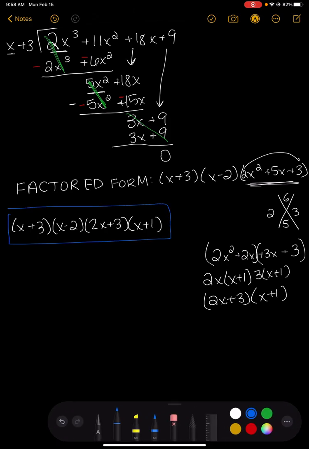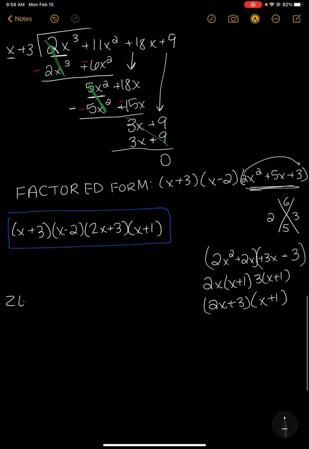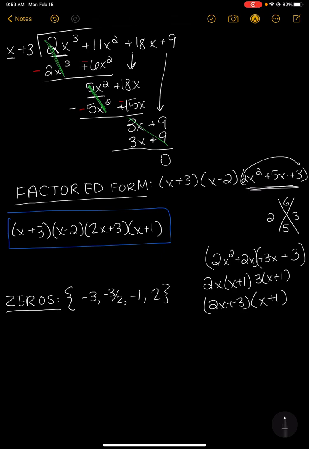All your factors are binomials. Which means that if you were to list out all of your zeros, you would have a negative 3, a negative 3 halves, a negative 1, and a positive 2. I believe that your homework asks for a factored form as well as zeros, so make sure that you work through and follow the instructions.